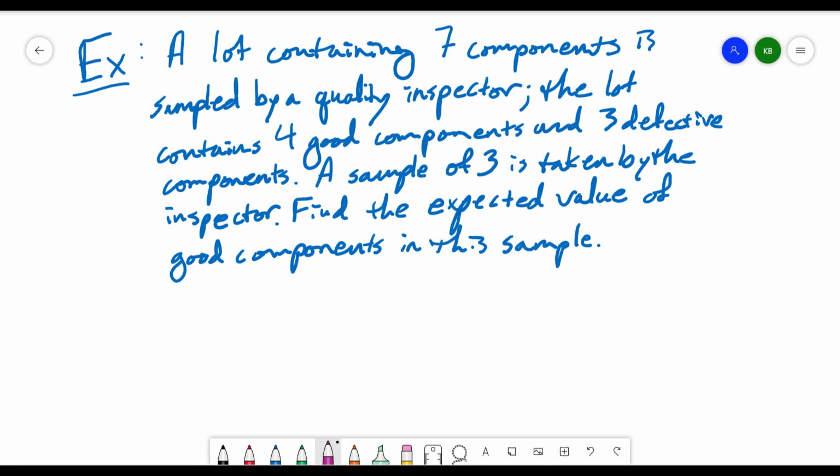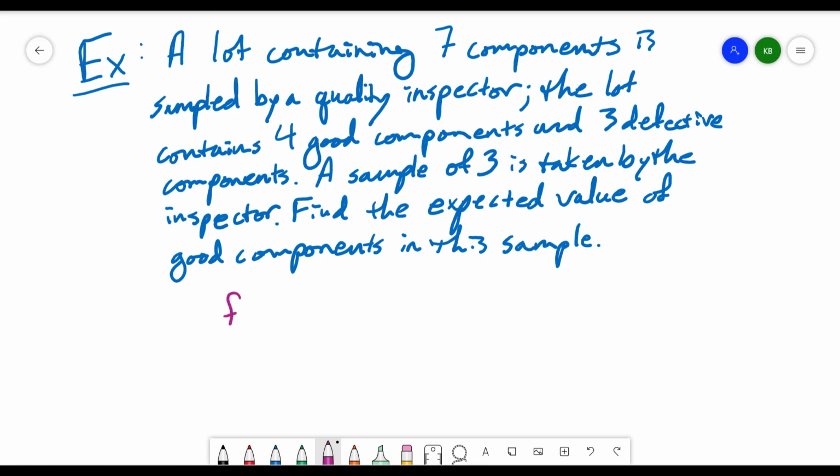So let's take a look at an example in the discrete case. So we have a lot containing 7 components that's being sampled by a quality inspector. The lot contains 4 good components and 3 defective components. A sample of 3 is taken by the inspector, and we're supposed to find the expected value of good components in the sample.